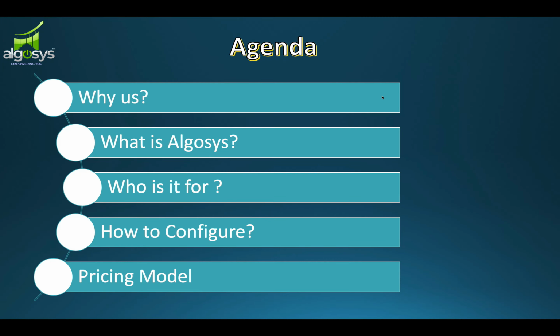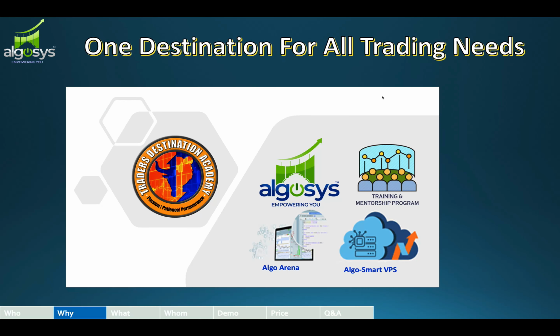This is going to be our agenda for today and I will be speaking in English. So friends, who are we? We are Traders Destination Academy LLP. We have these four verticals. ALGOSYS is our web-based solution for you.